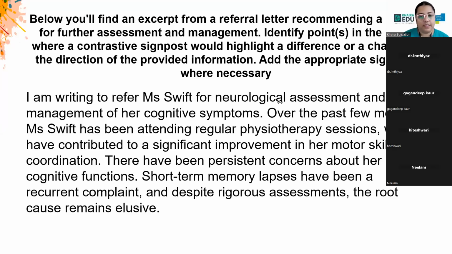All right, so let's look at it. The first sentence mentions what is required: neurological assessment and management for cognitive symptoms.